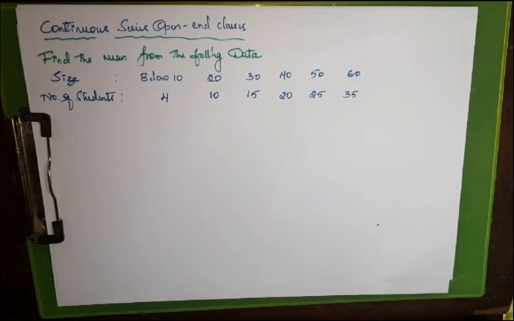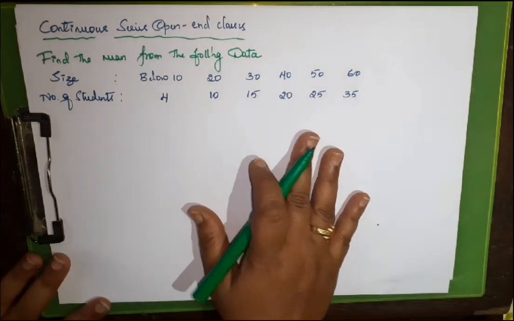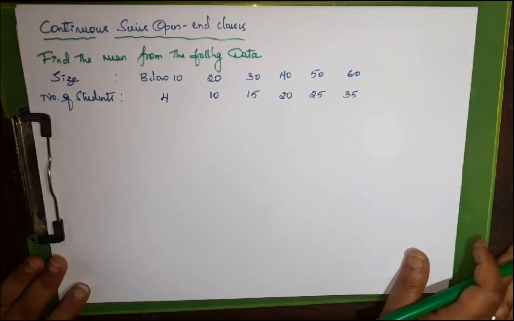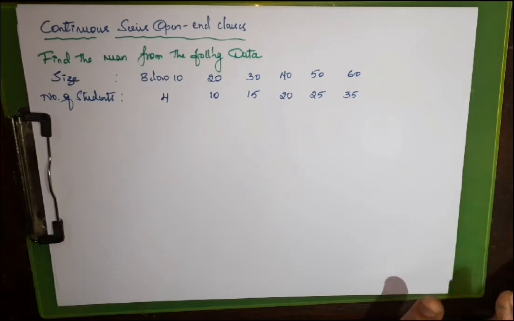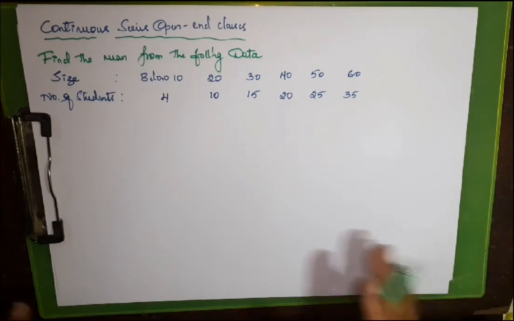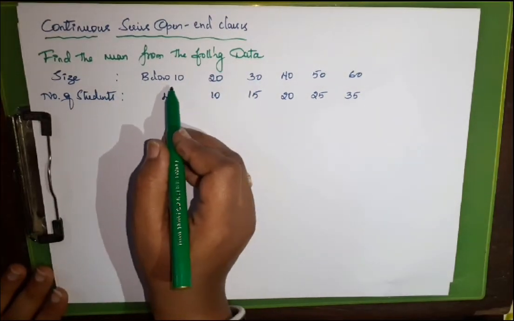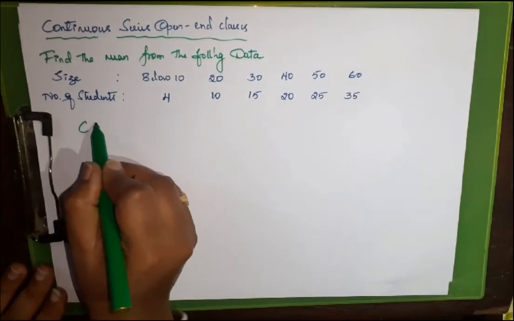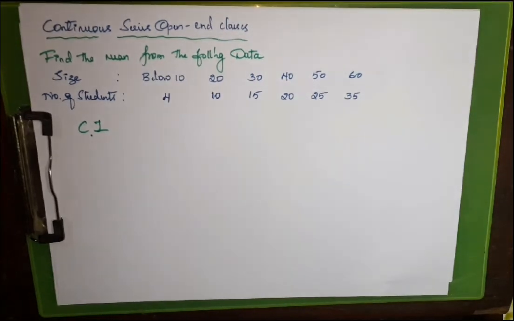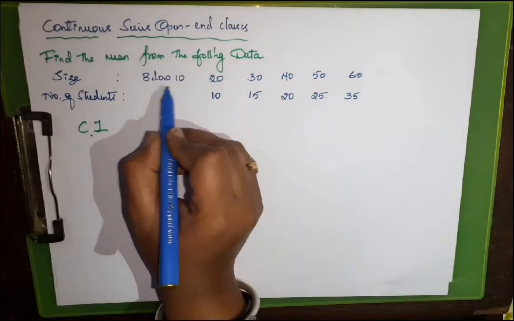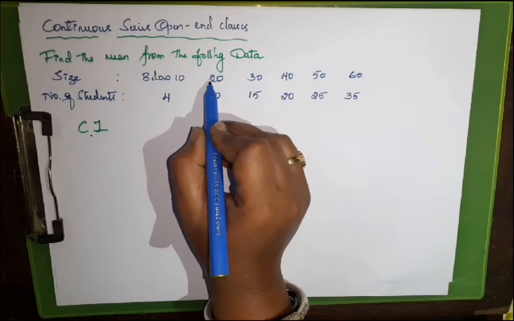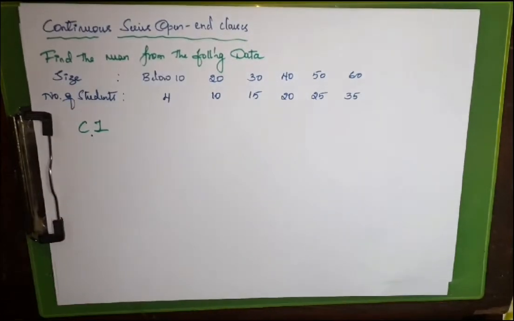So there is a method to calculate this also. So what we have to do is, first we have to write the sizes as it is. See, we are solving under the direct method only. You can try with the step deviation as well as the shortcut method. I am showing the direct method. Okay. See, size we have below 10. So we have to write the class interval here. So class interval, how we are going to get it: below 10 we have, and the next one is below 20.